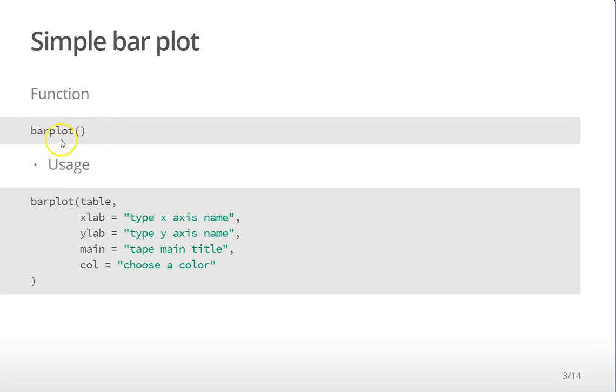So this is, again, a very fast reminder about the simple variable analysis. We're going to generate a simple bar plot. This is the function, and the usage. You use the argument xlab, then you insert the x-axis label as you want. The argument ylab would generate the y-axis label, main is for the main title, and you can give it different colors. We already talked about that.